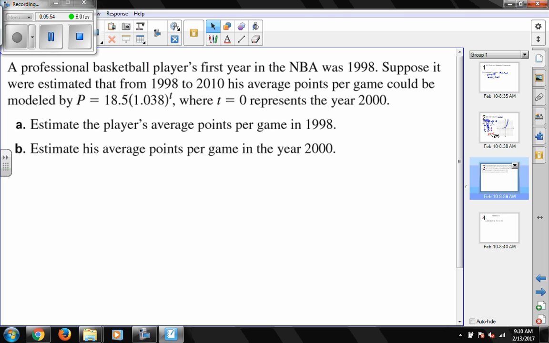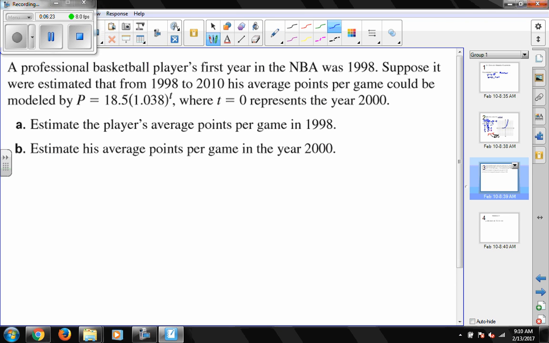So, a professional basketball player's first year in the NBA was 1998. Suppose it were estimated that from 1998 to 2010, his average points per game could be modeled by the equation P equals 18.5 times 1.038 to the T, where T equaling 0 is going to be the year 2000. First thing we want to do is we need to estimate the player's average points per game in 1998.